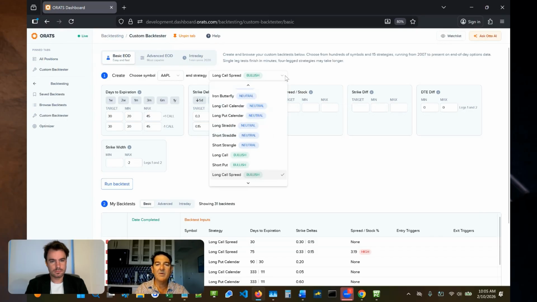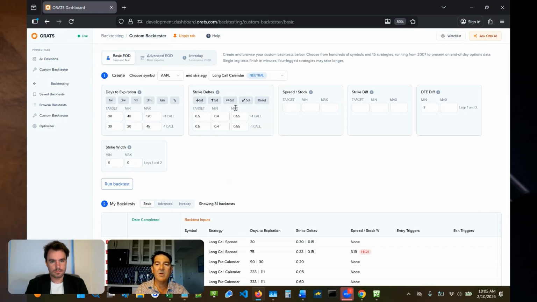As a matter of fact, I'll just show it to you quickly and then I'll come back. So the long call calendar will have a minimum difference between the long call and the short call. So that's kind of the definition of a calendar. And interestingly, in that case, the strike width would be 0. Again, if you're running a diagonal, you could set the strike width.